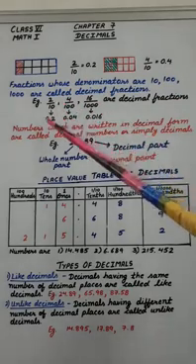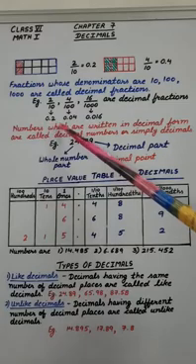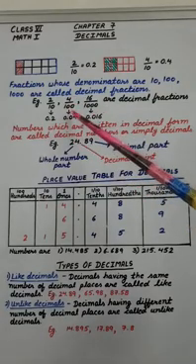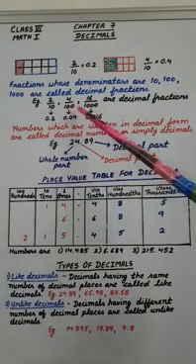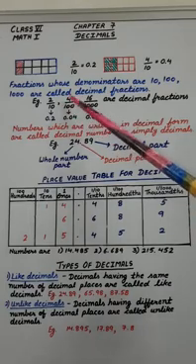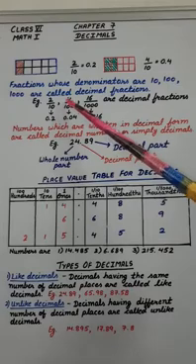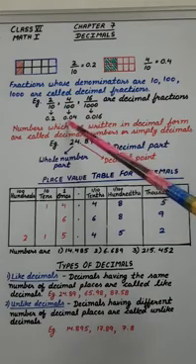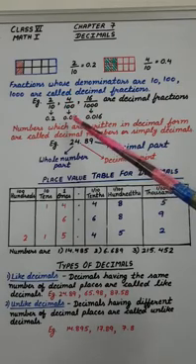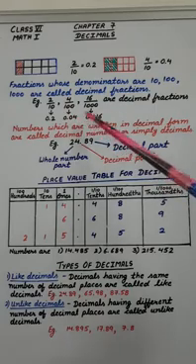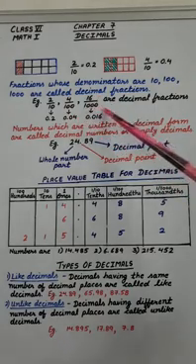2 by 10 will be written as 0.2. 4 by 100, because two zeros are there, we have to put the decimal before two digits. So 4 is there and before it we have to write 0 and then the decimal. So 0.04. Next, 16 upon 1000.